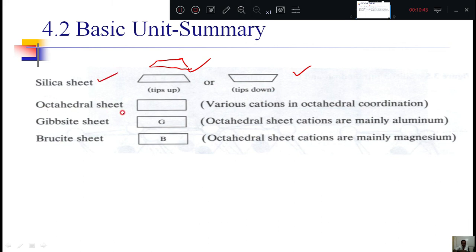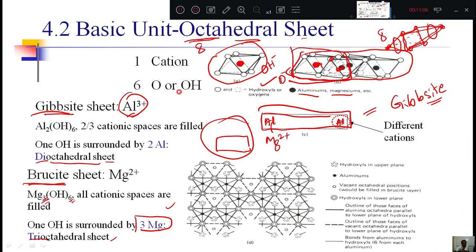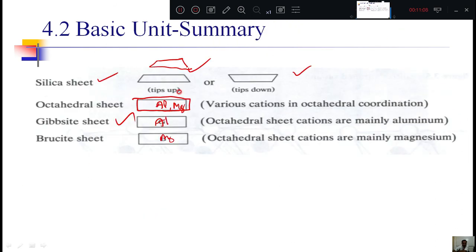The second one is the octahedral sheet. Here for the octahedral sheet, nothing is mentioned inside. Why? Because we have two options. I can write aluminum here, or I can write magnesium. Therefore various cations in octahedral coordination are there. If I write aluminum inside, then it becomes gibbsite. If I write magnesium inside, then it is brucite. These are the basic units in soil.